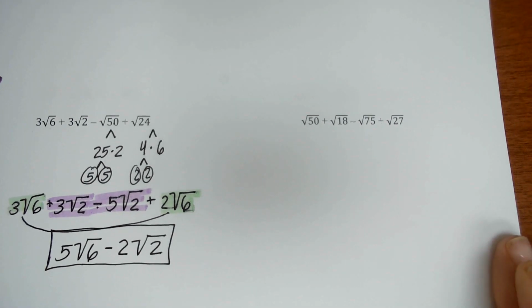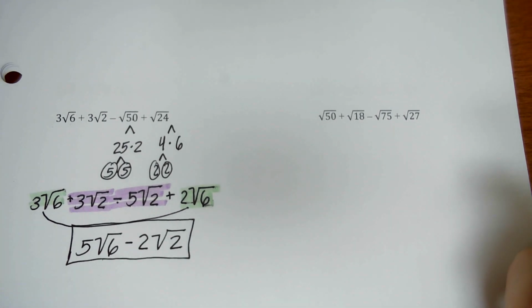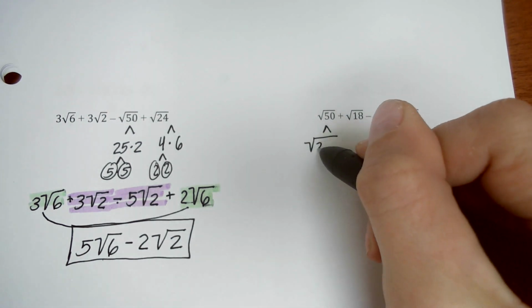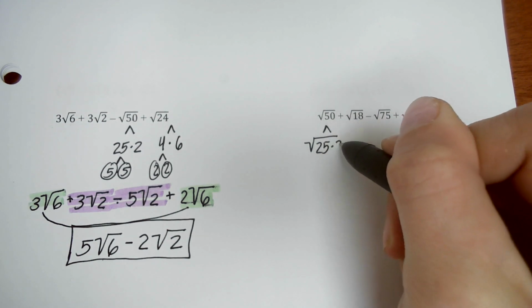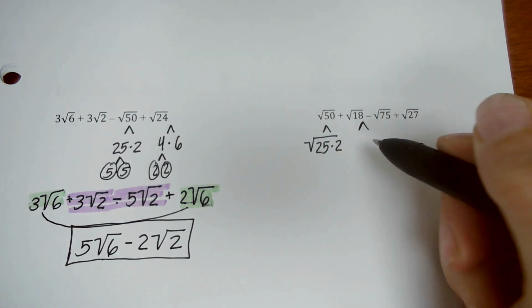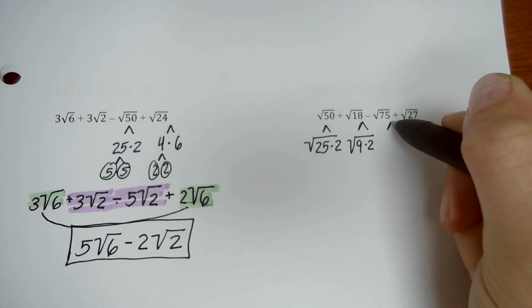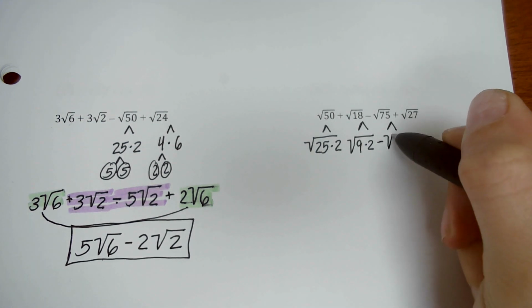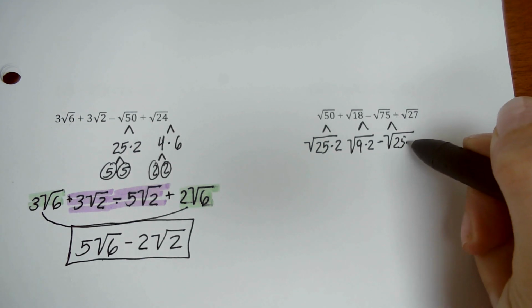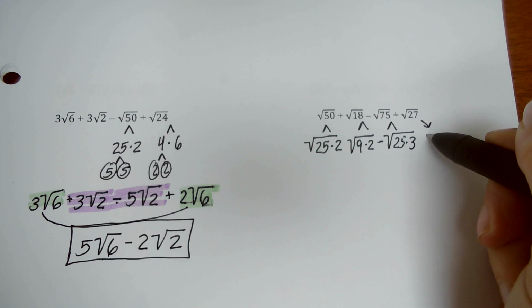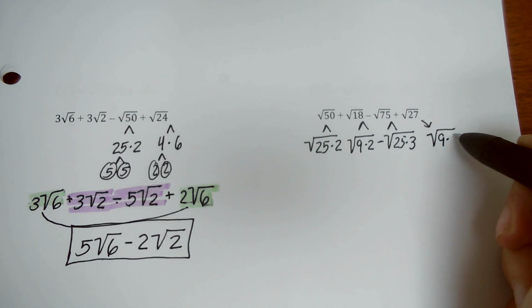All right, let's do one more quick example before we move on, because I know these were the ones that were a little tricky for us. So the square root of 50. 50 can be divided by 25 times 2. 18 can be divided by 9 times 2. 75 can be divided by 25 times 3. And 27 can be divided by 9 times 3.